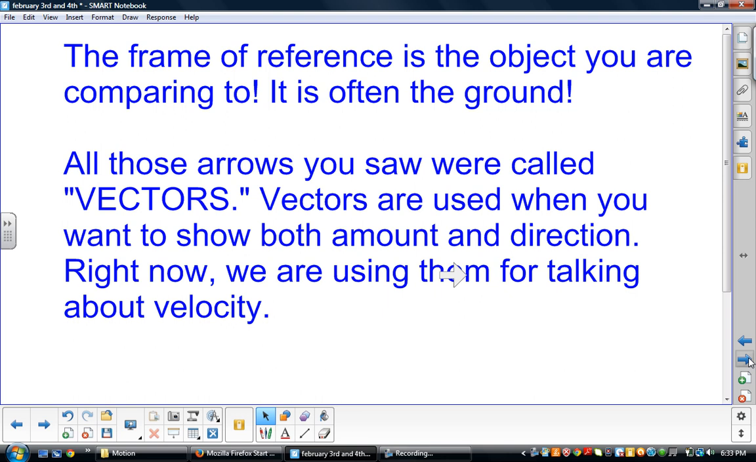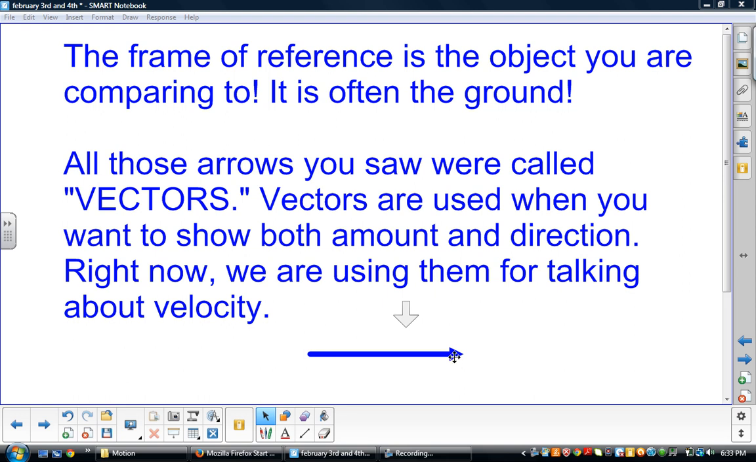Alright, also, all those arrows that we saw in the previous pages were called vectors. So here's a good example of a vector right here. It would have a number associated with it. We would call that number the magnitude. And it also has a direction. So the length of the arrow should be made longer or shorter, even if it's not exact, to show different magnitudes, and the arrow points in the direction.